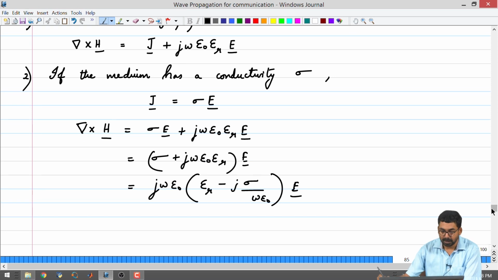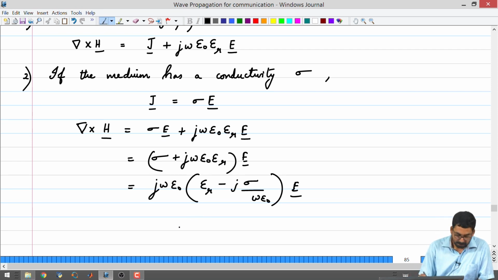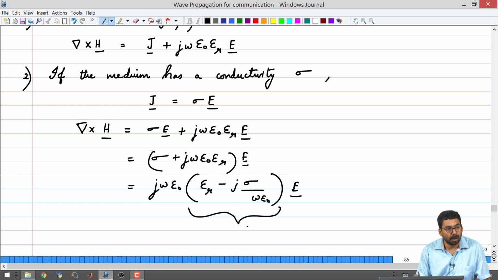If you look at the original del cross H equation, we had j omega epsilon naught epsilon r E and you added a J. Suppose I rewrite this as j omega epsilon naught some new quantity times E, it will resemble the original equation that we wrote for vacuum also. It will resemble, but the interpretation is going to be different. So, the term in the bracket, we can create a new variable name and call this epsilon r c. C means complex.